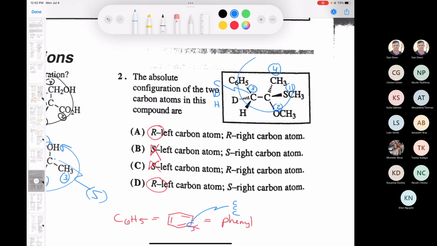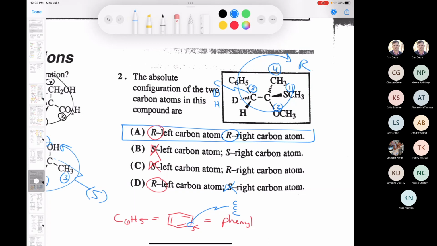I'm going from 1 to 2 to 3. I'm going clockwise, and my lowest priority group is in the back. Therefore, this stereocenter is also R. And just like that, I've got the right answer. It's R and R. Cool. There we go. All right, let's move on from there.